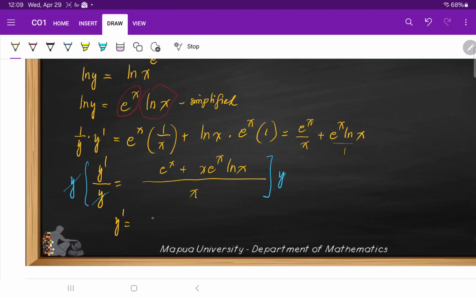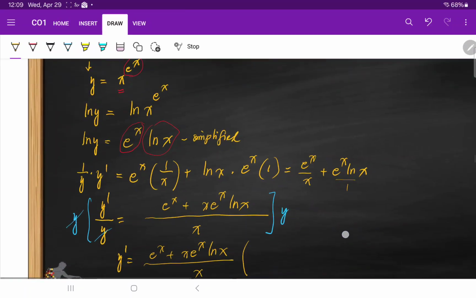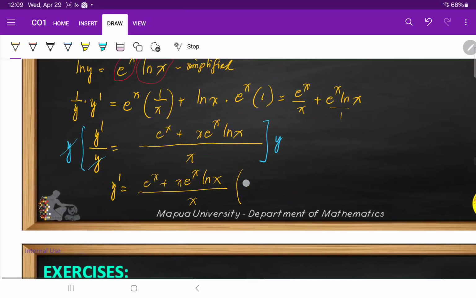Kasi nag-cancel na yung y. We have e to the x plus x e to the x ln of x divided by x times y. And what is your y? Y is x raised to e to the x.